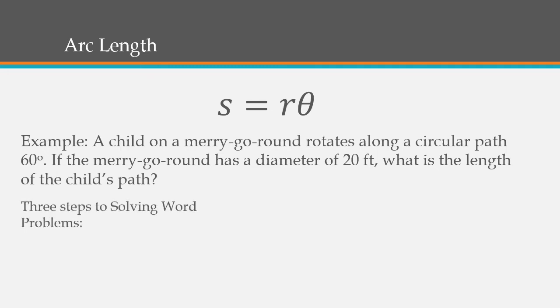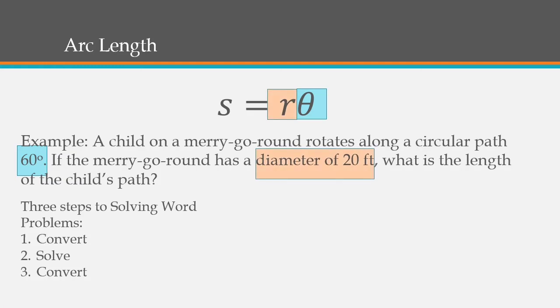So here's 3 steps to solving word problems in math. You convert to units that you can use. You solve it using the formula, and then you convert again if the answer asks you for a specific unit. Right here we have the angle of 60 degrees, and we have a diameter of 20 feet, which can give us the radius. Remember, radius is half the diameter. So if the diameter is 20 feet, the radius is 10 feet. The angle is 60 degrees.